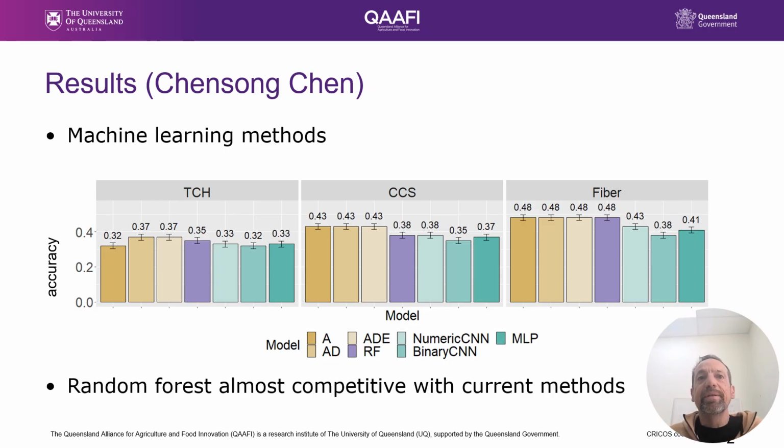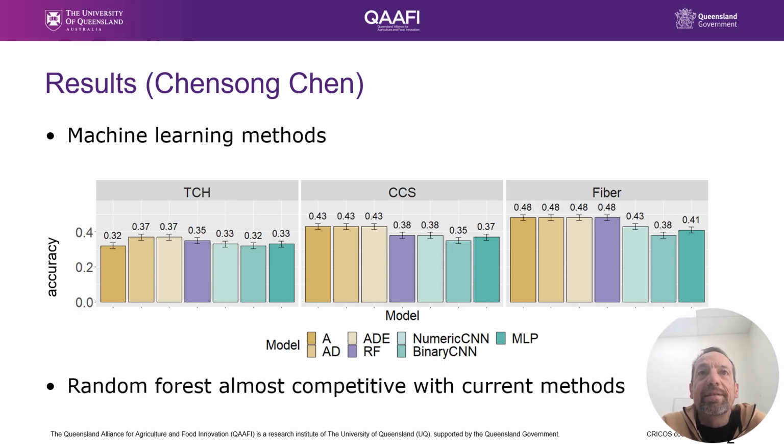So the results for the different methods. So A here is a straight BLUP with additive effects. AD includes dominance, and ADE includes epistatic effects in the BLUP. RF is random forest. You've got numeric and binary convolutional neural networks, depending on how you code the data, and you've got the multi-layer perceptron. The y-axis is that correlation between predicted performance and actual performance.